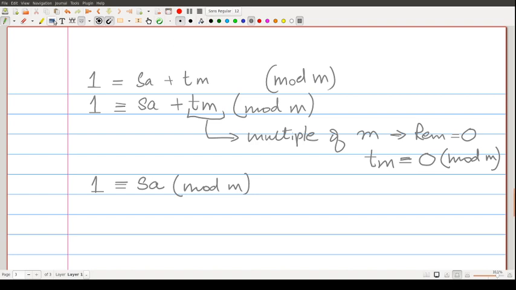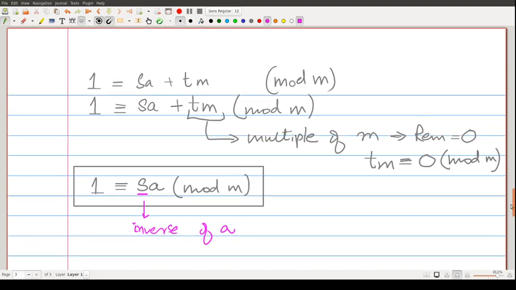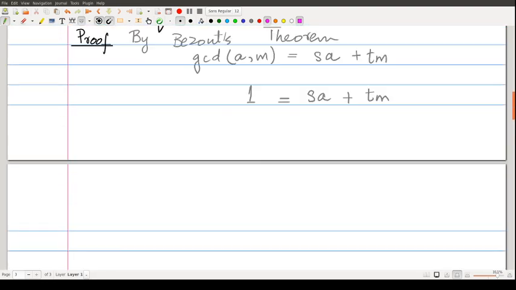Which tells me something interesting. It tells me that I found a number S that when I multiply by A, I get 1, which means this is basically the inverse of A. So we've shown that if the GCD is 1, then the inverse exists, right?